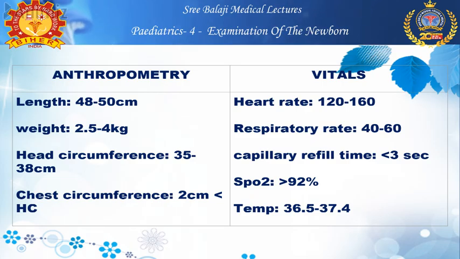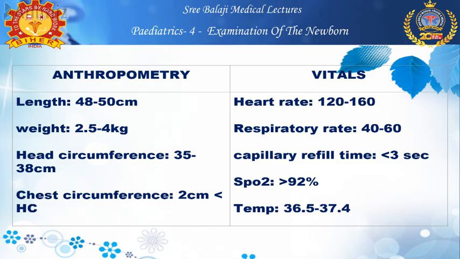Next, we should take the weight of the baby. The normal weight is 2.5 to 4 kg. Any baby less than 2.5 kg we call low birth weight babies, less than 1.5 we call very low birth weight baby, and less than 1 kg we call extremely low birth weight baby. A baby more than 4 kg is a big baby. So you should know the different classification according to the weight of the baby. Normal weight is 2.5 to 4 kg.